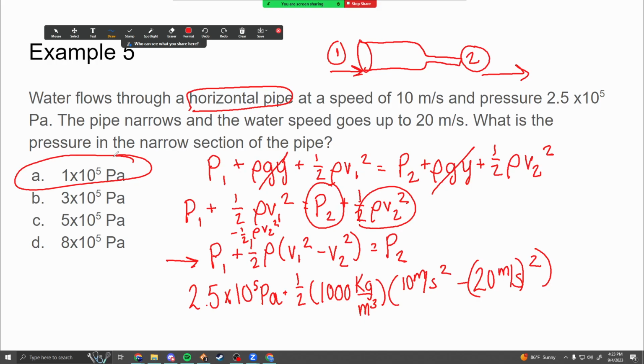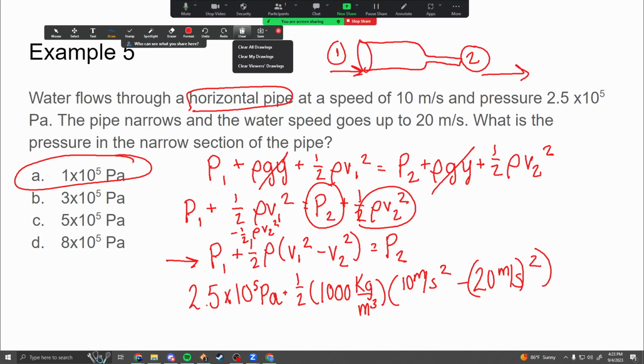This is one that once you get used to these problems, you wouldn't have actually had to do that out, because you know that the pressure in section 2 is going to be less than the pressure in section 1. So the only possible answer for that was A. Once you start getting used to these problems, you'll save yourself a lot of time by just being able to recognize that. It obviously does take a lot of time for that to be the case, just like any other physics problems, but hopefully you get there sooner rather than later.